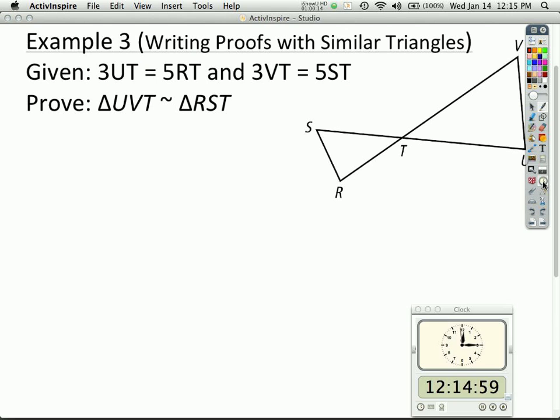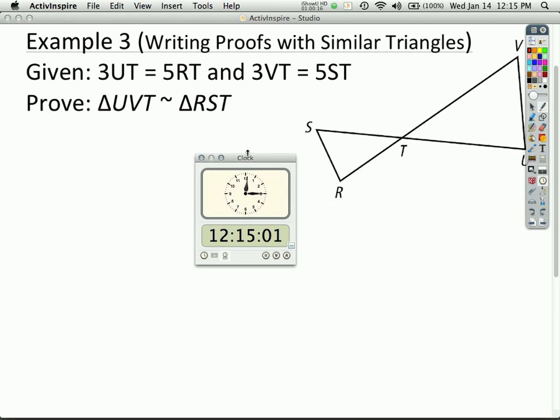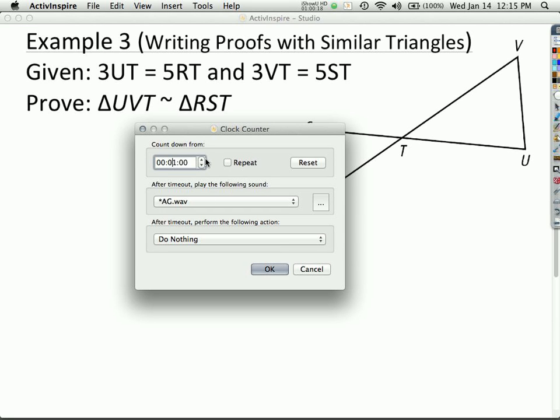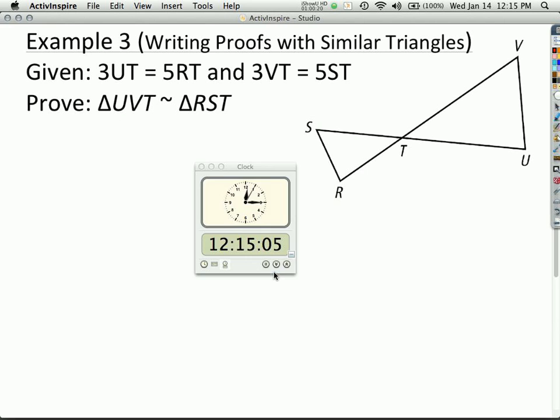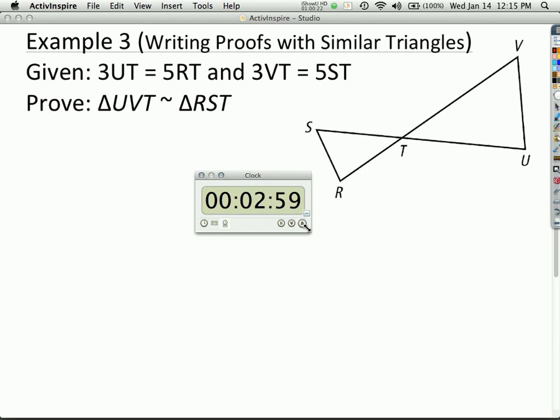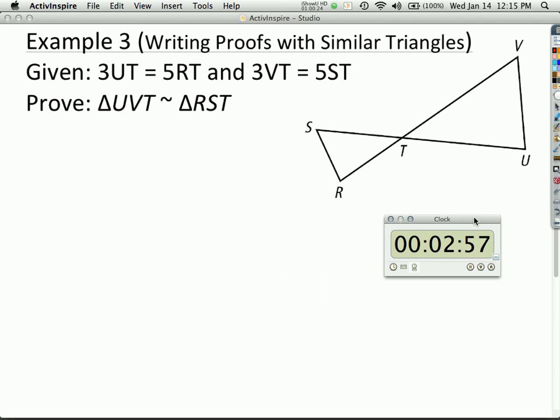You've got 3 minutes with your team to try and gather enough evidence to prove the two triangles are congruent. I don't need a proof. I just would like statements of evidence. Go.